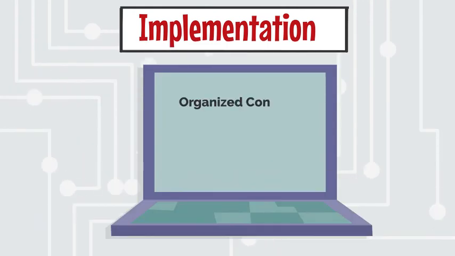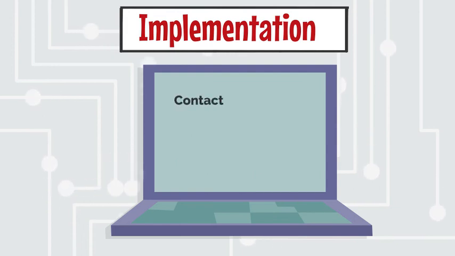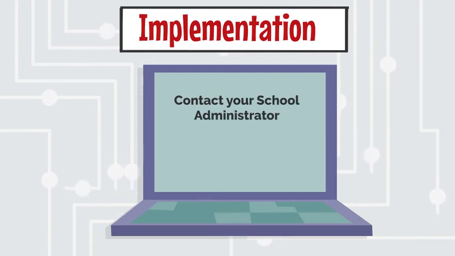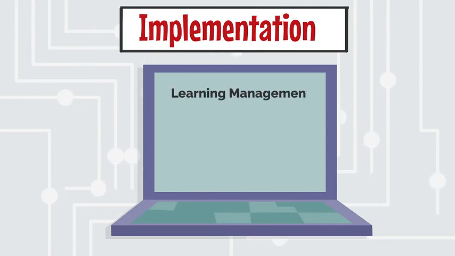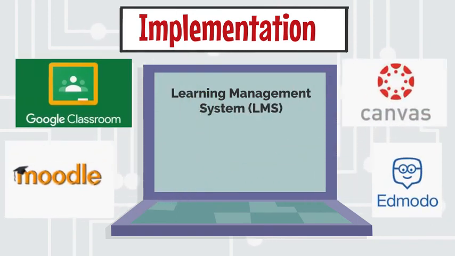When you implement, you want to organize the content and provide clear instructions for students on how and what they need to view and how to access all of the content. If you are placing this on the web for students, you have a couple of choices. You will want to contact your school's administration or information technology department to see what options are available to you. If your school uses a learning management system like Google Classroom, Edmodo, Moodle, or Canvas, please use it. These systems were built for online learning.